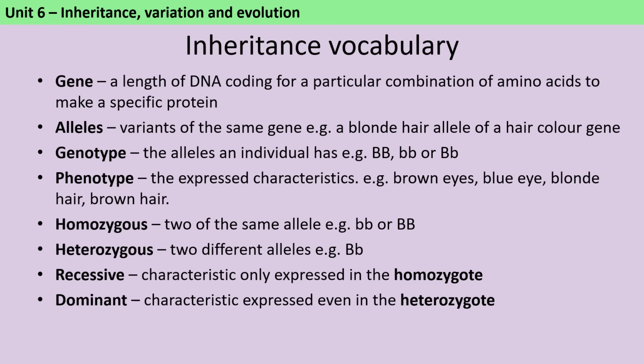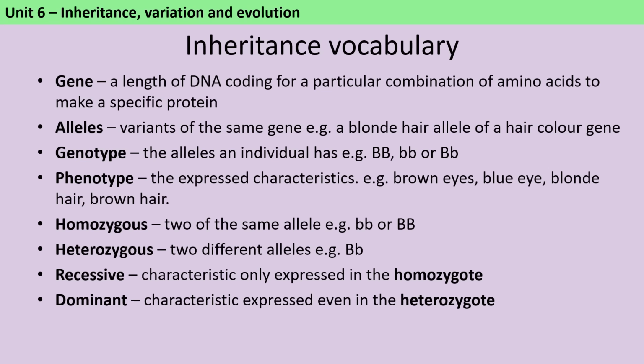You should be aware that homozygous individuals have two of the same allele, and that could be homozygous recessive or homozygous dominant, whereas heterozygous individuals have two different alleles for a particular gene. Recessive means that the characteristic is only expressed in the homozygote. In other words, you would only know that an individual was carrying that allele if it had two of them. Whereas a dominant allele is expressed even in the heterozygote.